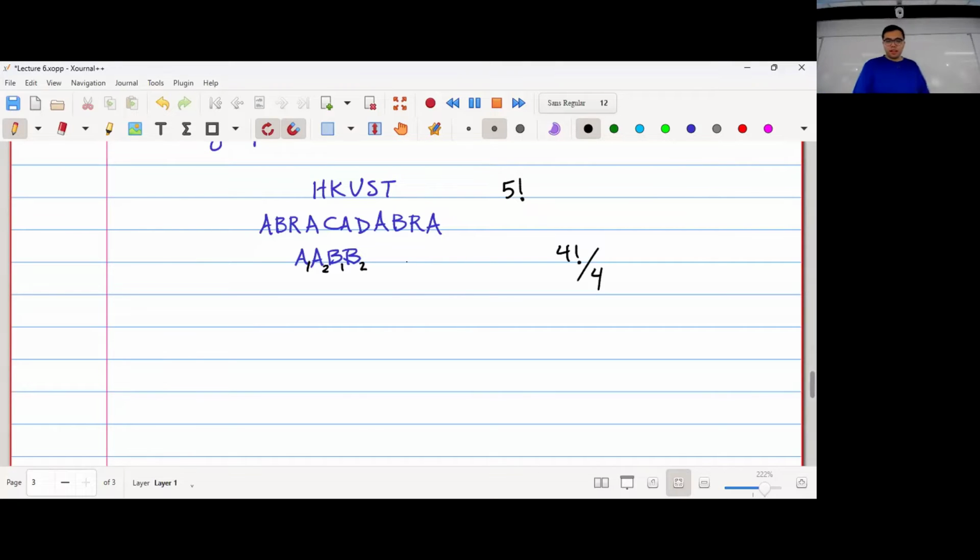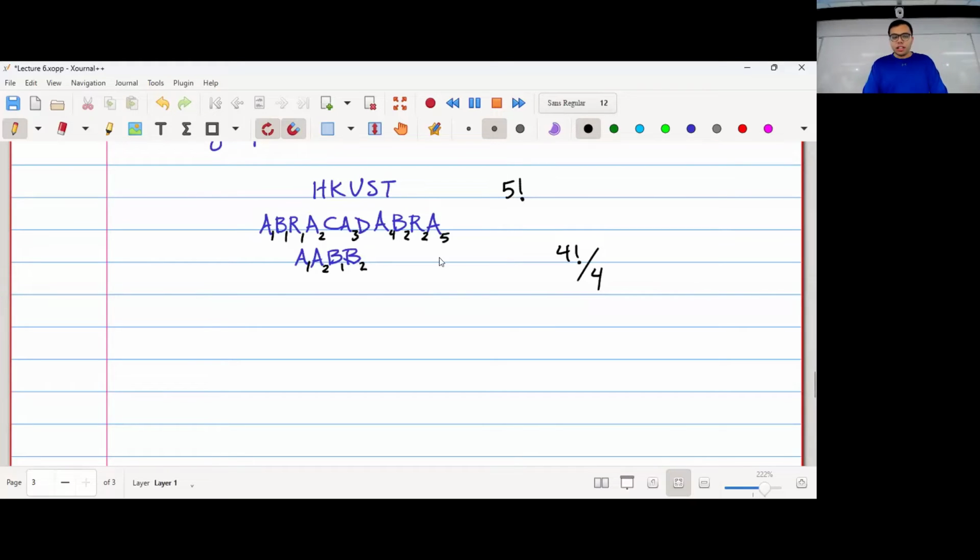Okay. Now, I can do the same thing here. Suppose that all of these letters are different. So this is letter 1, A1, A2, A3, A4, A5. I have B1 here and B2 here. R, I have R1 and R2. C, there is only 1. D is only 1. Okay.